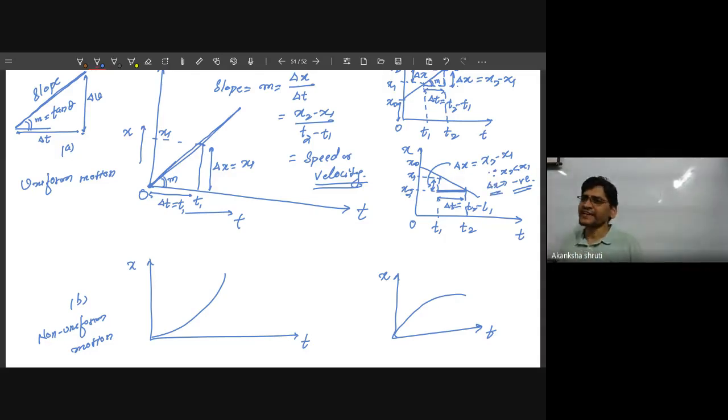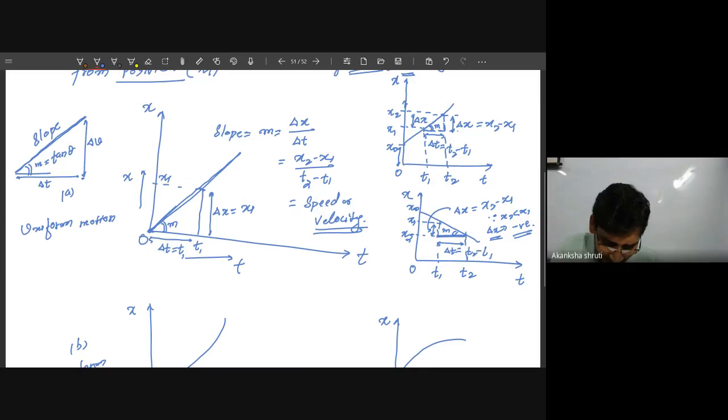Negative itself indicates that the speed is going to decrease. Okay? Means decreasing speed. But the calculation remains unchanged. How? The slope is again calculated by the same formula. Slope is given by, observe here, the standard formula is slope, means the vertical axis change by horizontal axis change.